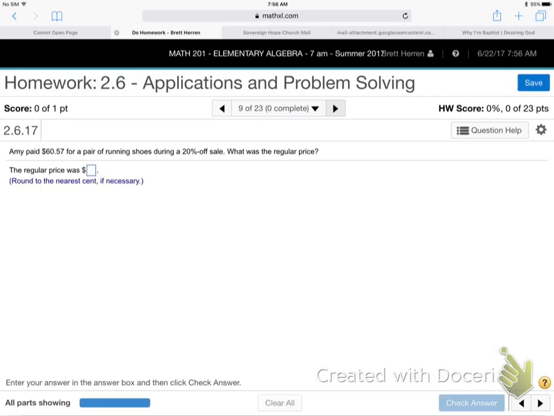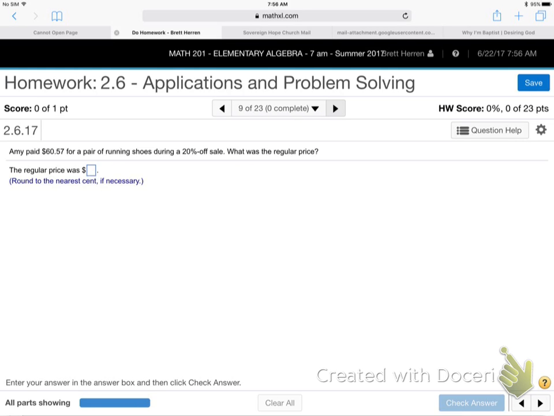All right, so they're putting a lot of different kinds of word problems onto us. So Amy paid $60.50 for a pair of running shoes during a 20% off sale. So the question is, what was the regular price? Let me give you a formula just to help with these sale problems.